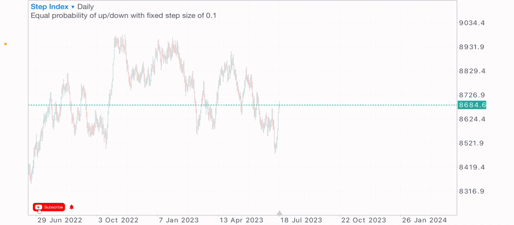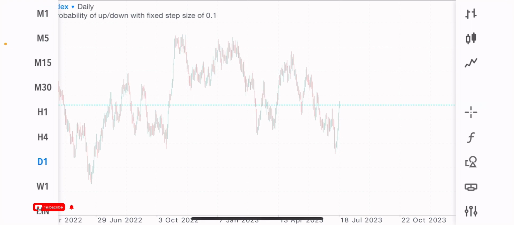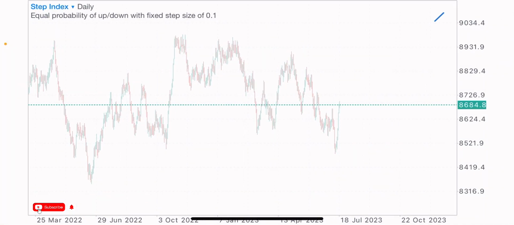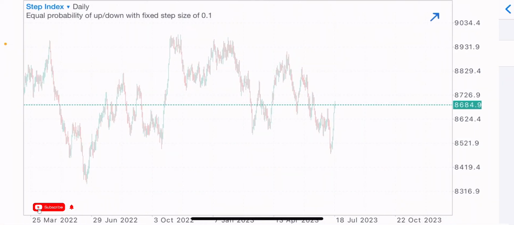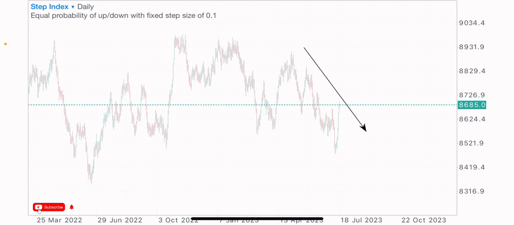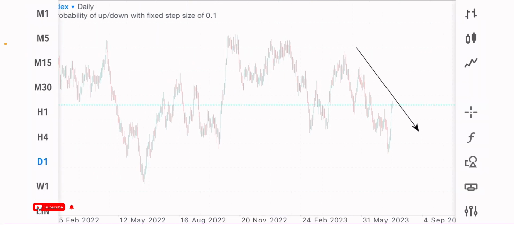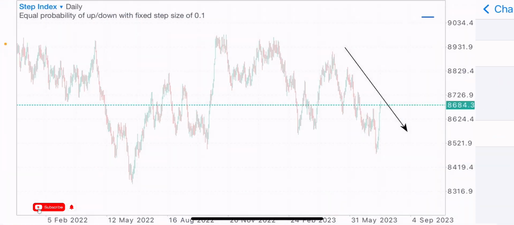So on Step Index, you can see on the daily time frame that the market has been on a downtrend basically. You see the market direction, the market creating lower highs and lower lows. So let's identify our levels and zones. We have this level as a resistance level.